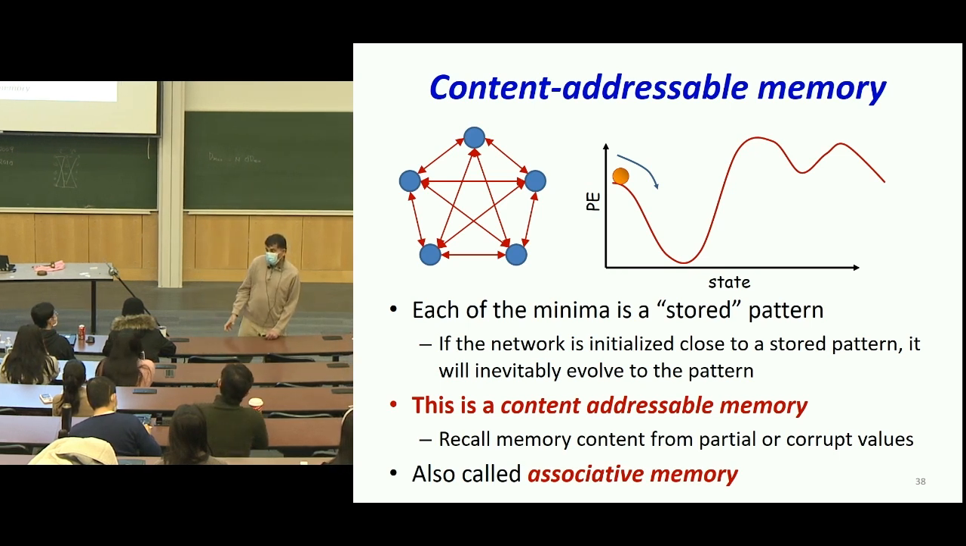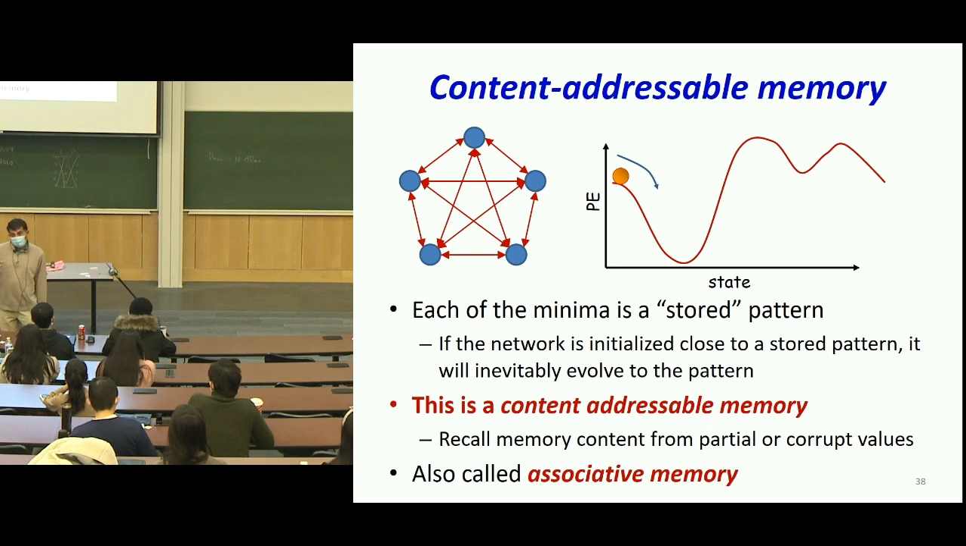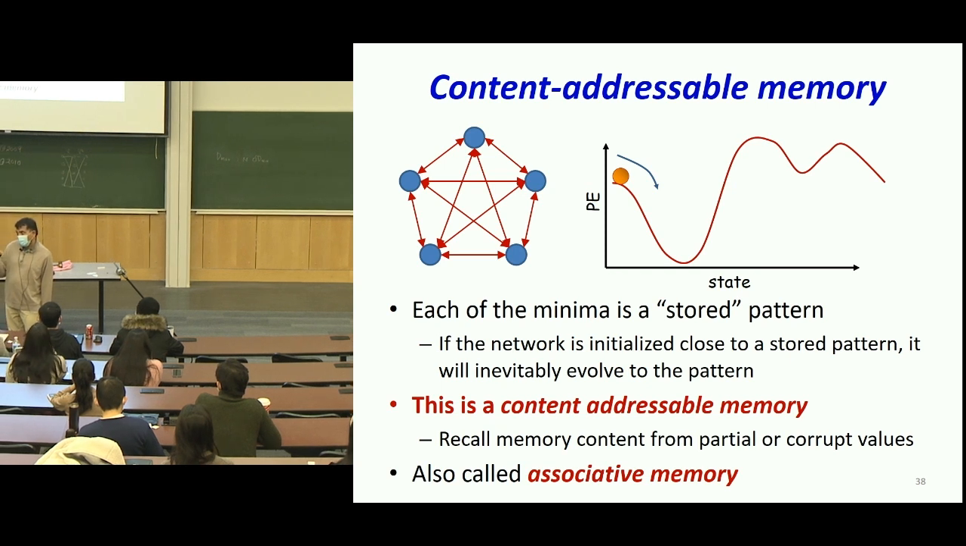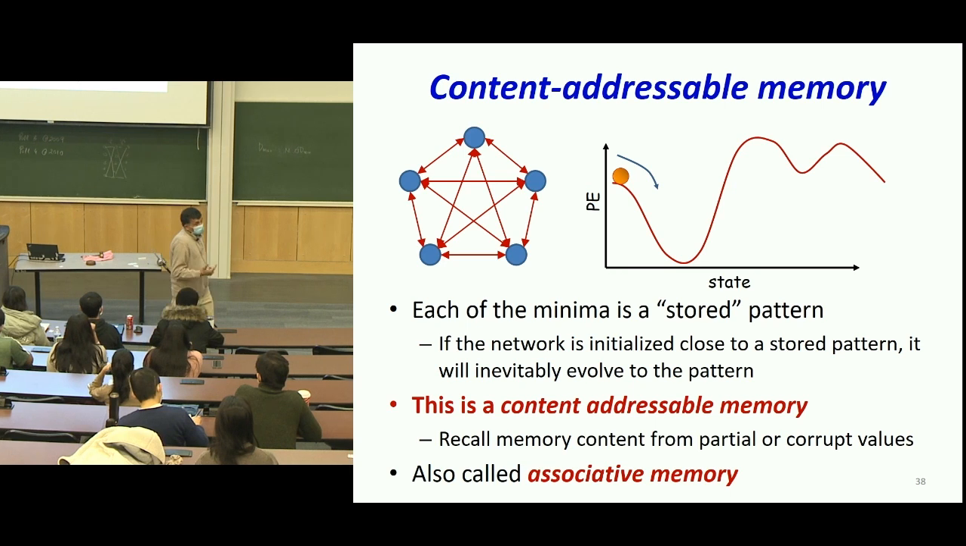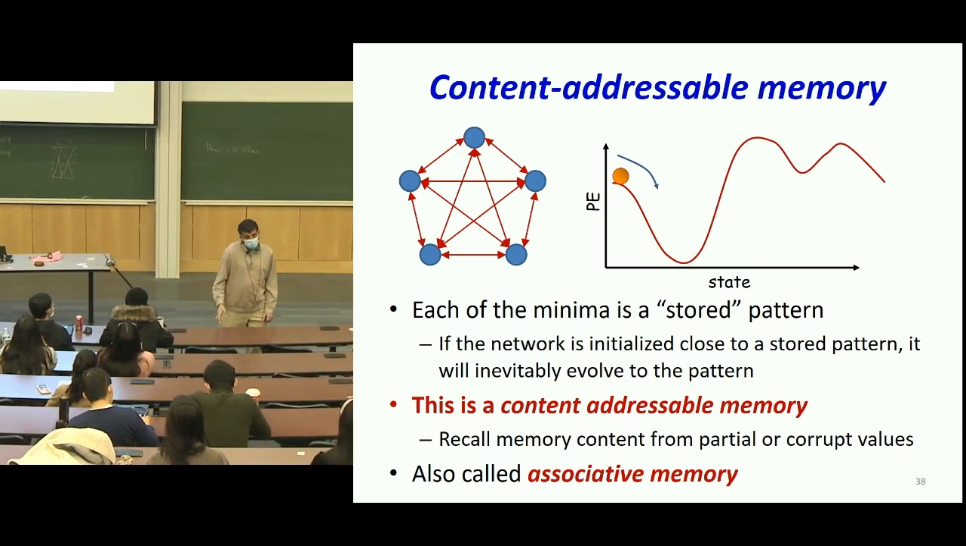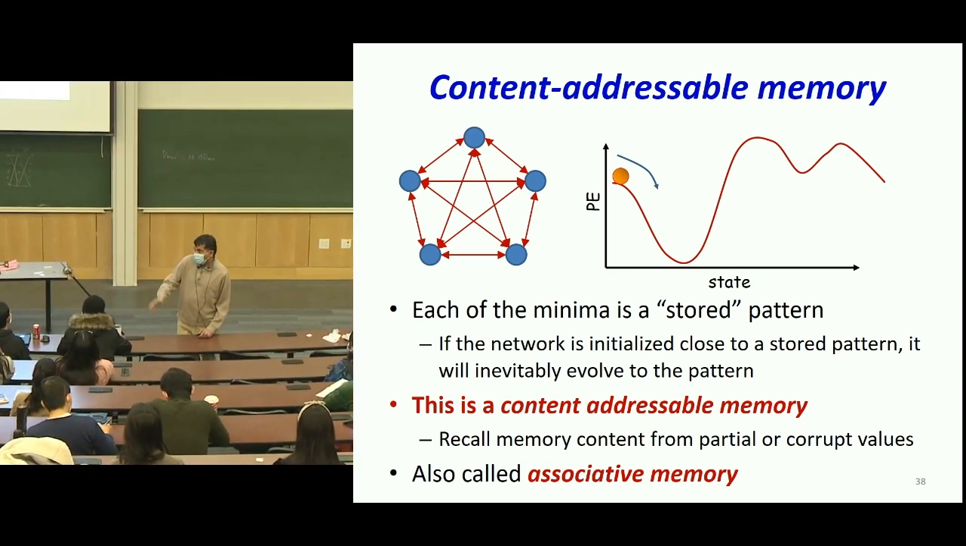But there's a different way of doing it. If I have a pattern, and if I remember it somewhat vaguely, if I can recall based on this vague recollection of what the pattern must hold, that's a content addressable memory. You don't address by location. You address by content. And this is a different way of thinking about memory, and it's very important as well, right?